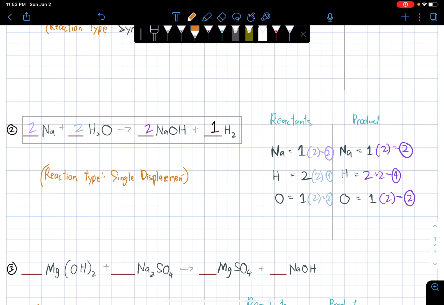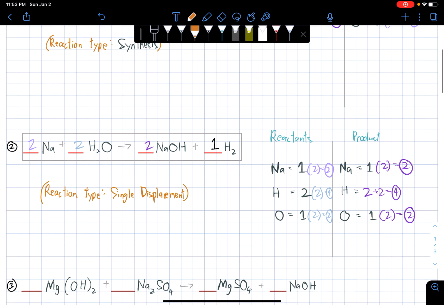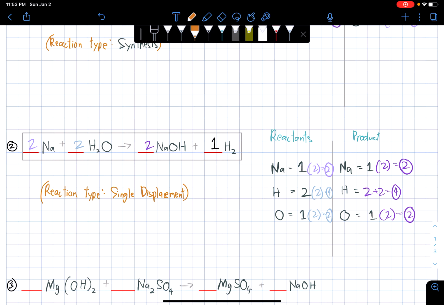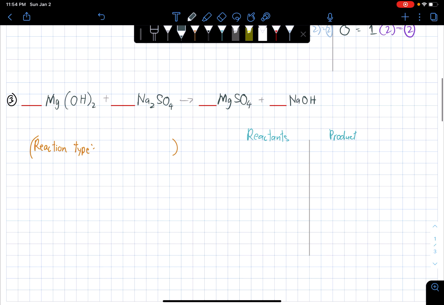You might ask why. Please recall the previous video that we had about the types of chemical reactions. As you can see here, at the reactant side, H2O used to be together with oxygen, but now it's together with sodium, by which sodium used to be alone in the reactant side. So yes, it's a single displacement. For number 3, let's continue.